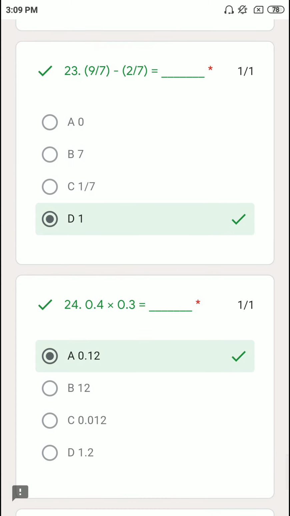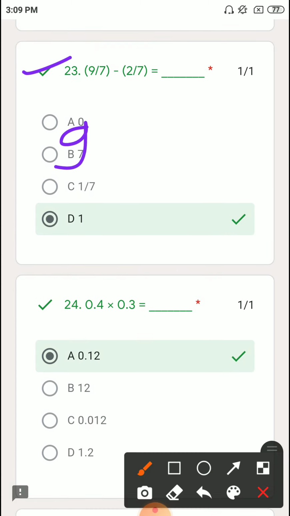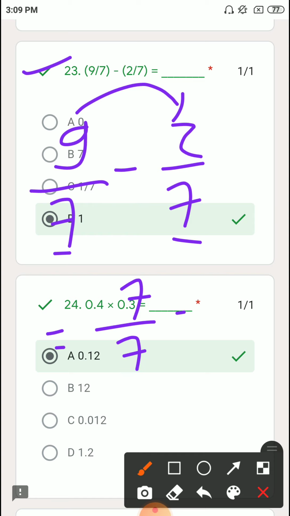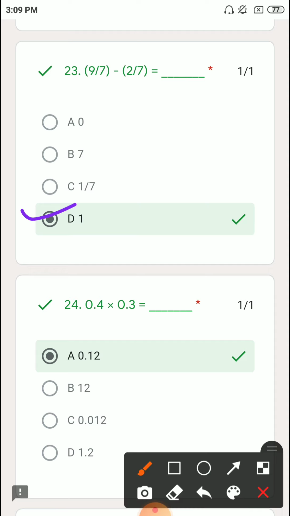After that, question number 23: 9 by 7 minus 2 by 7. It's a very easy question. The denominator is the same, so directly we can subtract the numerators. 9 minus 2 is 7, and 7 by 7 is 1, right? 7 1s are 7. So the answer is 1. So option D is correct, 1.